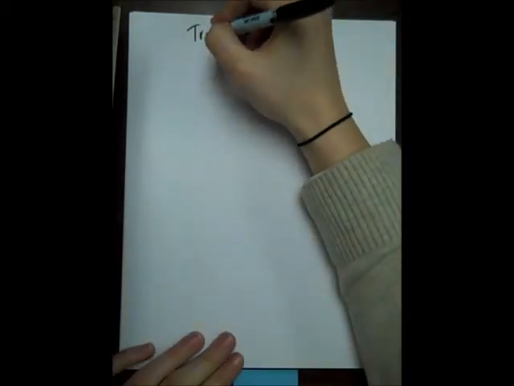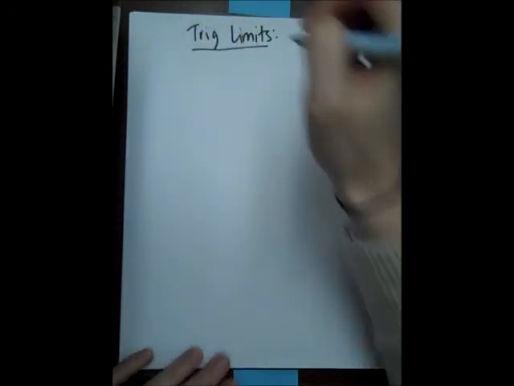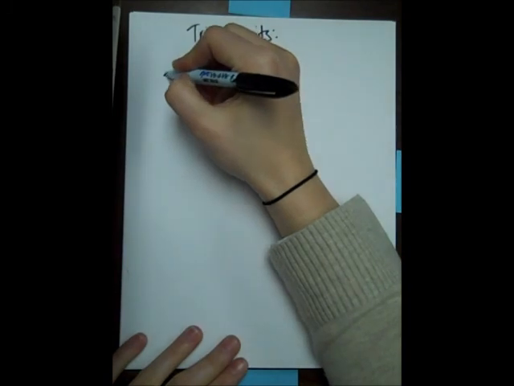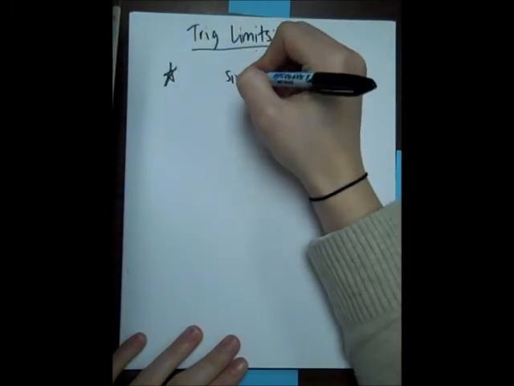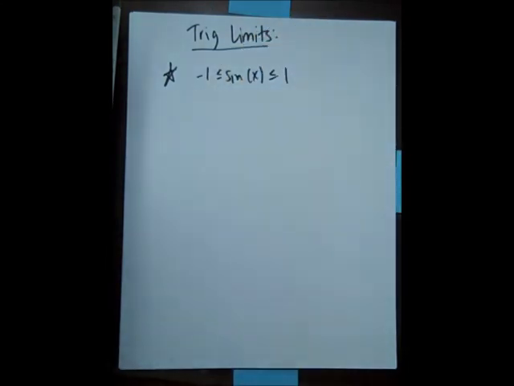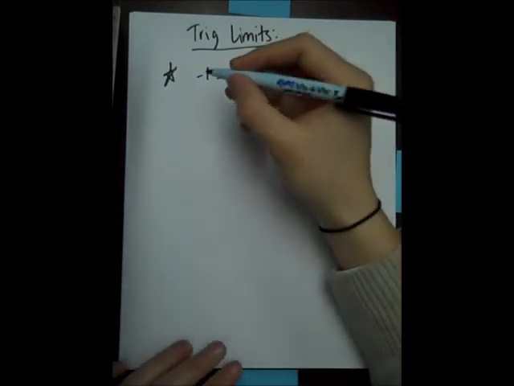So trig limits. This is where we're going to look at things like sine, cosine, tangent, things like that. One important thing that we're going to use is that for any x, sine is between -1 and 1. The graph of the sine function just bounces back and forth between -1 and 1, so sine is bounded -1 to 1.